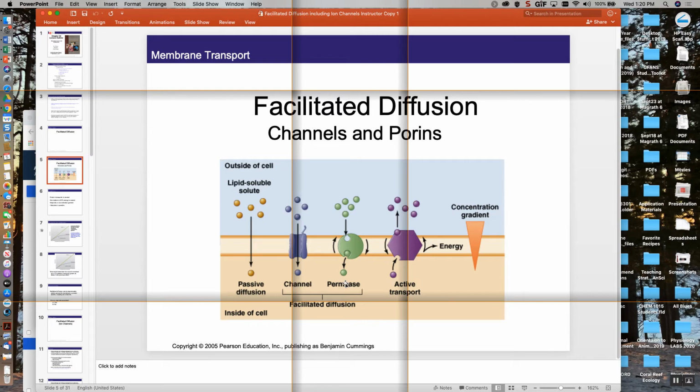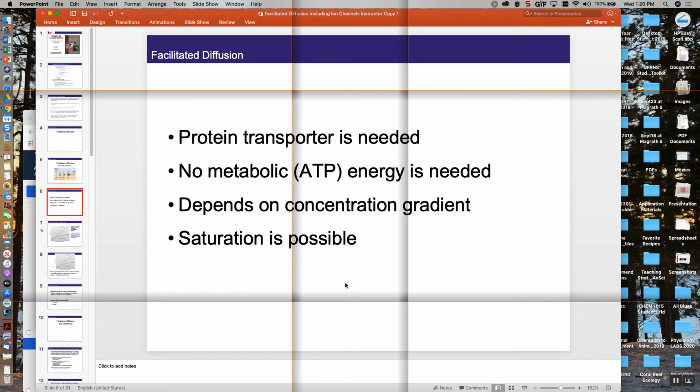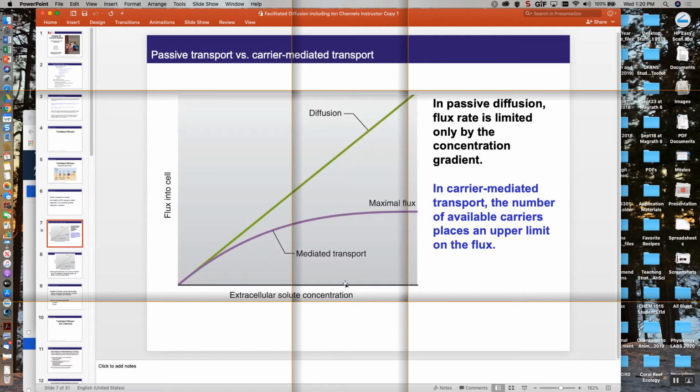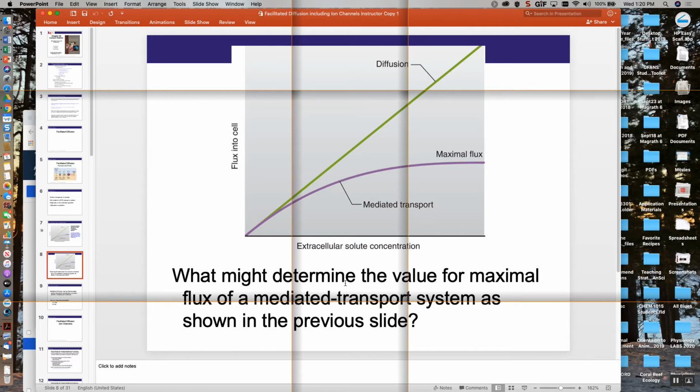All right, so for facilitated diffusion, a protein is required. It can't cross the membrane by passive diffusion alone. However, no energy is needed. In this case, it does depend on the concentration gradient, and diffusion is always going to proceed, with net diffusion from high concentration to low concentration. But in this case, saturation is possible. So take a look at this. What might determine the value for maximal flux, as shown in this slide? Here's the maximal flux.